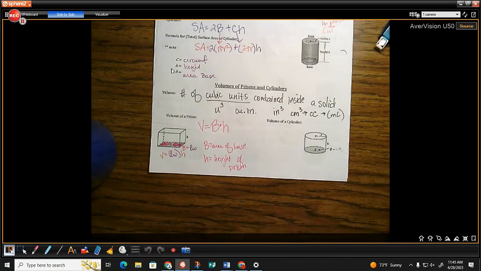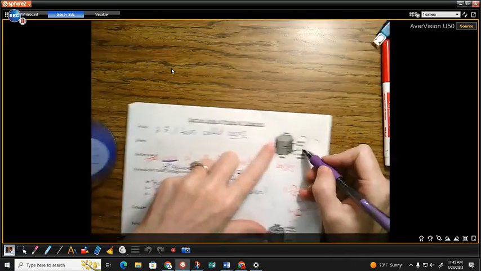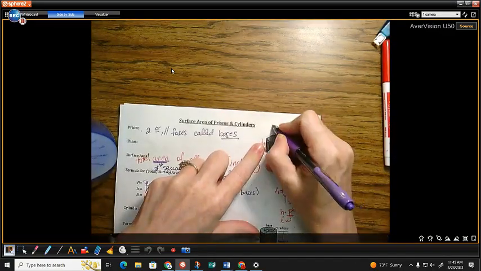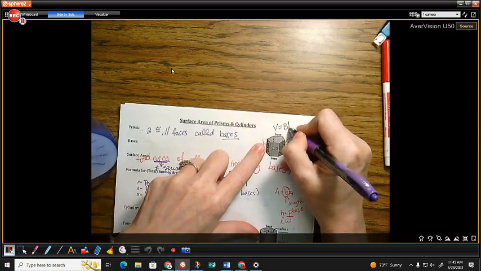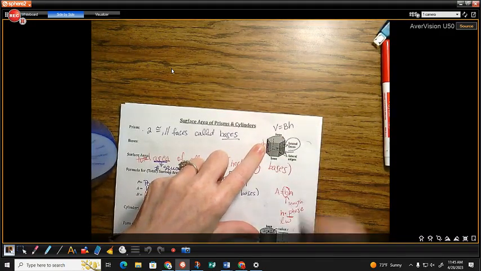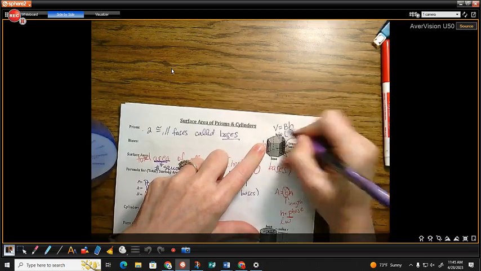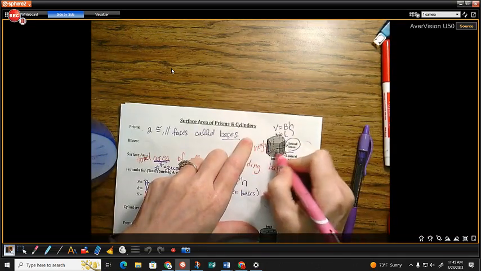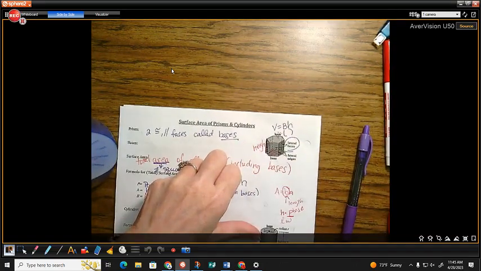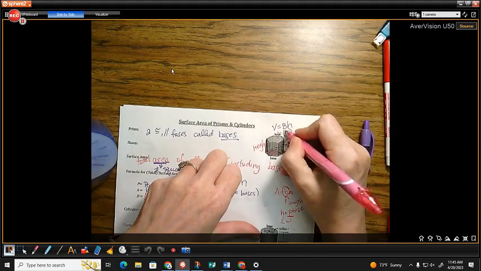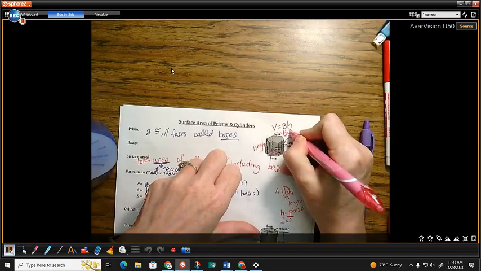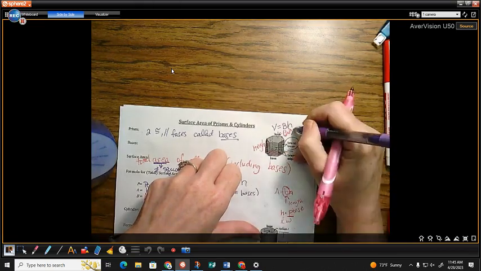Okay. What shape is this one? Hexagonal. Okay. So if I wanted to find the volume of this one, it would still be the area of the base times the height. But how do I find the area of a hexagon? It's 1/2 AP, times the height.